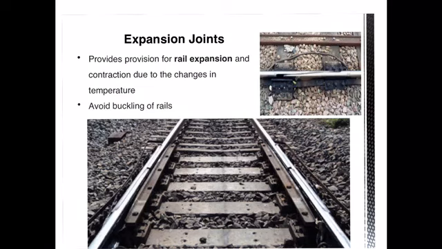The other types of joints that have been provided to serve some specific functions include, first, the expansion joint. So why are expansion joints provided? These joints are provided to make provision for expansion and contraction, which will occur because of the change in temperature. And also, by providing the expansion gap, you can avoid defects in the rail, that is, the buckling of the rails can be avoided.